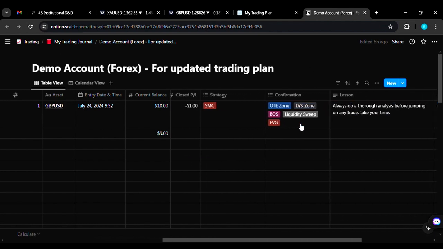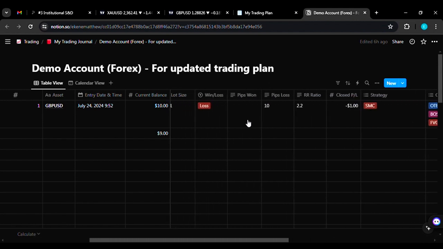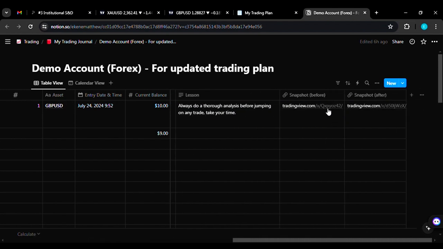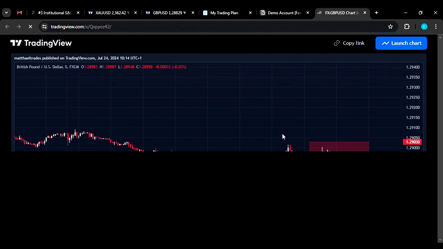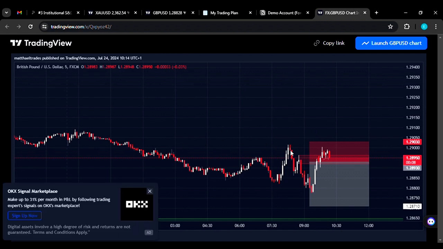This is my journal. Sometimes I just do not see well. I don't take a good look at the chart before jumping on trades. So what caused this loss was more of me ignoring some area of liquidity. Okay, so this was the trade here. I was expecting that price would just keep going down since it was on a downtrend.